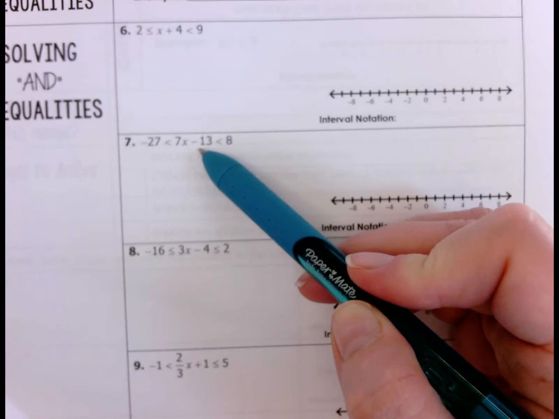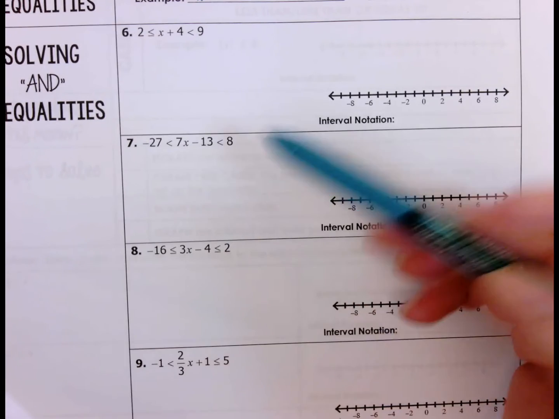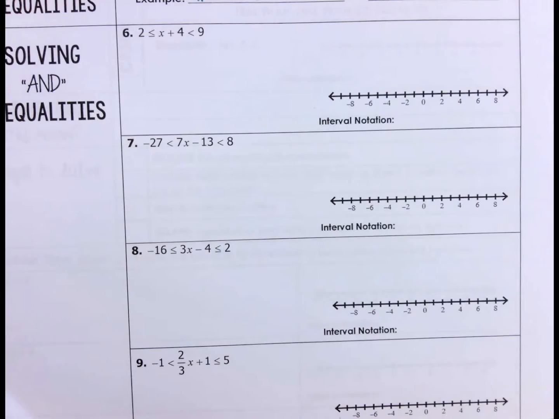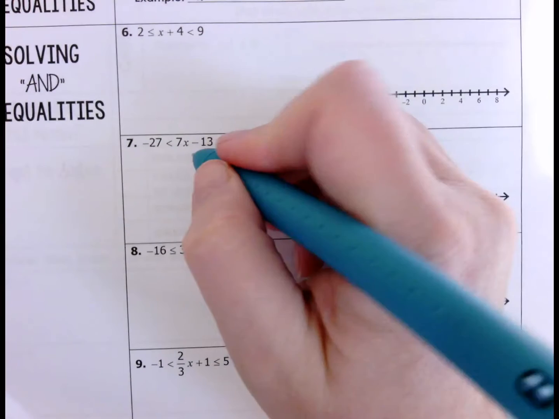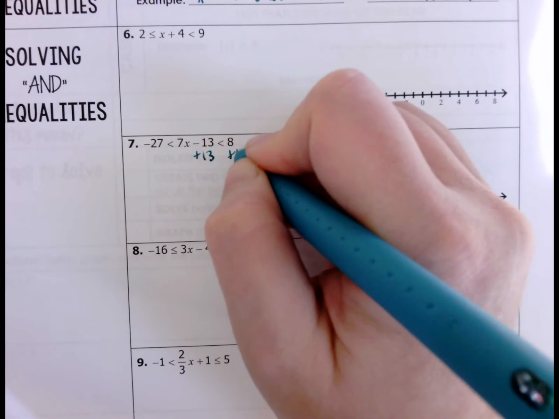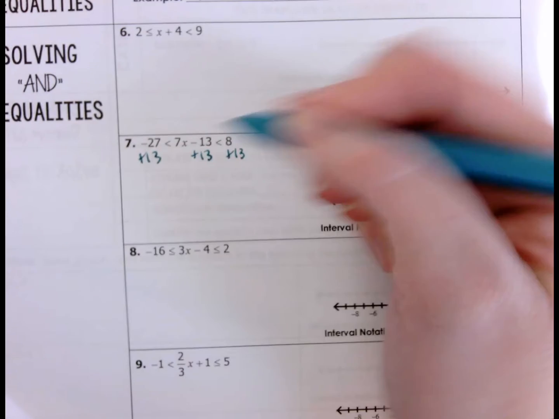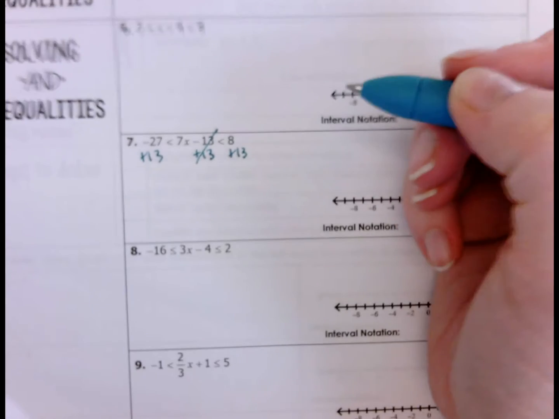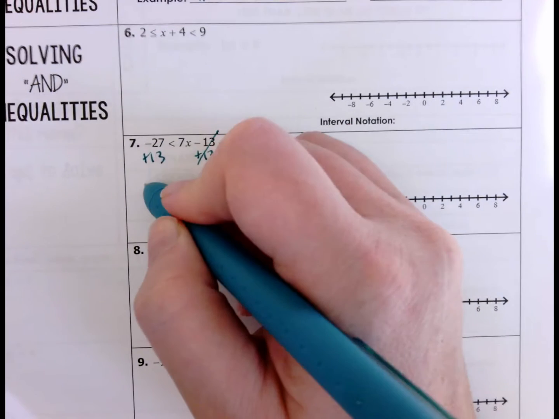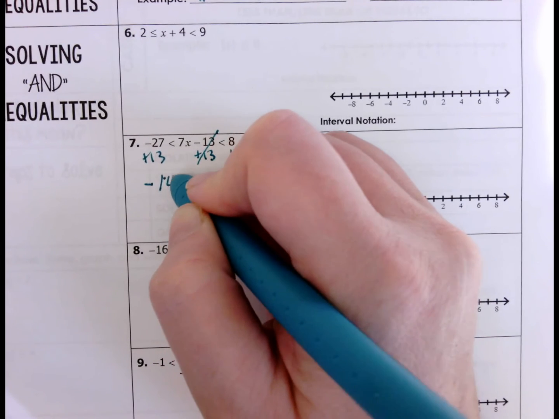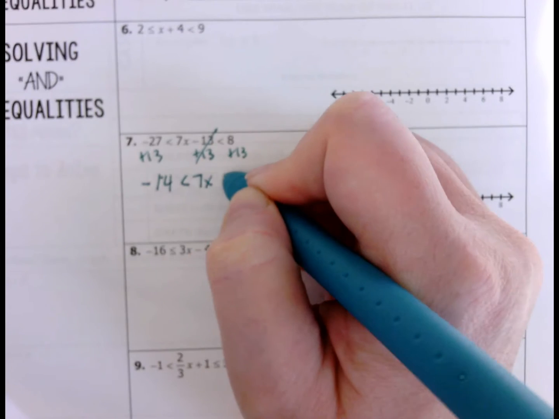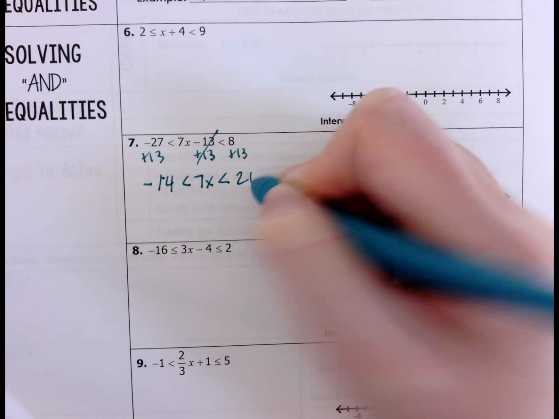So whatever we do to one side, we're going to do to all sides. So here I'm going to start in the middle. I have 7x minus 13, so I'm going to add 13 here, and I'm going to add it over here, and I'm going to add it over here. Okay, so I end up with, on this side, negative 14 is less than 7x is less than 21.